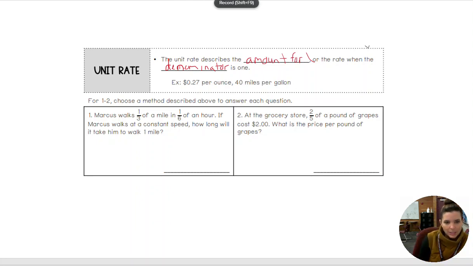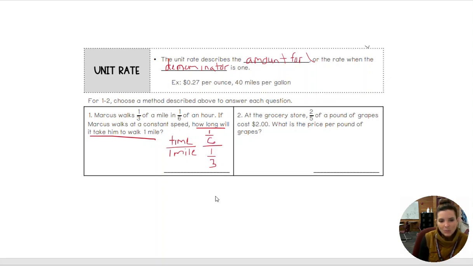Marcus walks 1/3 of a mile in 1/6 of an hour. If Marcus walks at a constant speed, how long will it take him to walk 1 mile? Okay, so when we set up our unit rate, we are wanting to know the time it's going to take for 1 mile. So that means whatever we know about time, that has to go on the top, and then whatever we know about miles, that has to go on the bottom. So if he walks 1/3 of a mile, 1/3 is going to go on the bottom, and then he does that in 1/6 of an hour. Well, that's the time, 1/6 of an hour. So this is how we're going to find our unit rate.